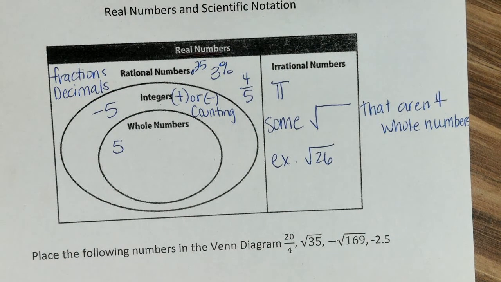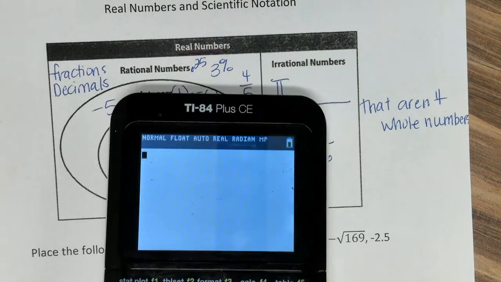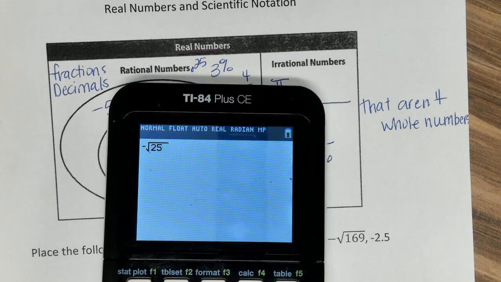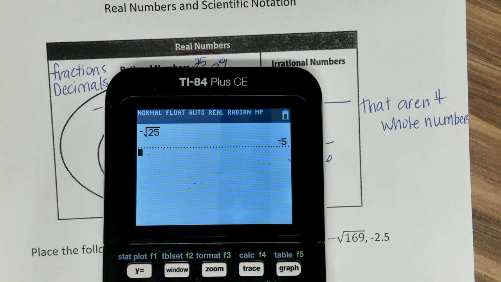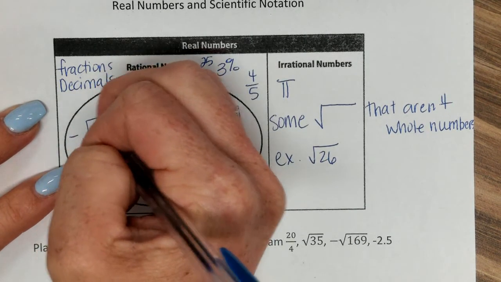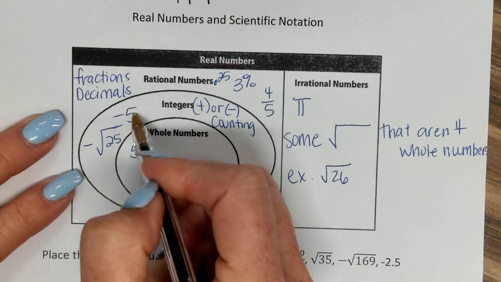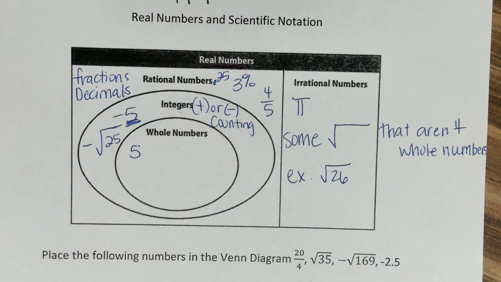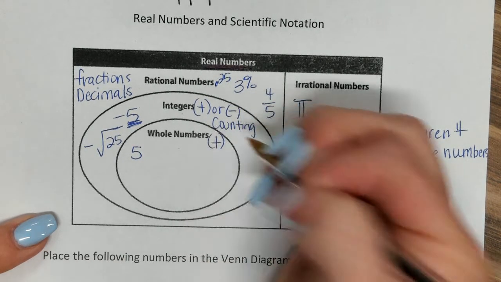Make sense? What about, let me ask you this, what about the negative square root of 25? Put it in your calculator. The negative square root of 25. What does that equal? Is that an integer? Yes. So I could write the negative square root of 25 here because I know that it's actually negative 5. So you do have to simplify these numbers before you can see where they actually go.